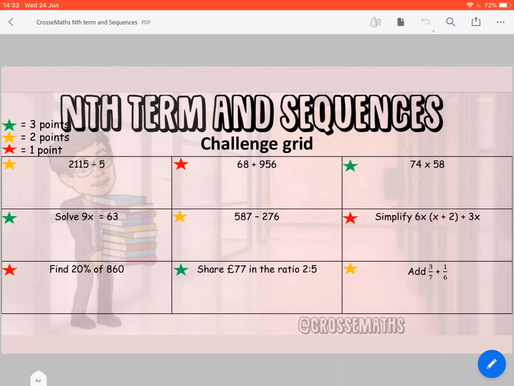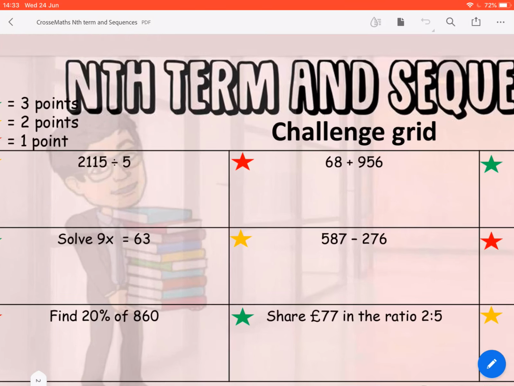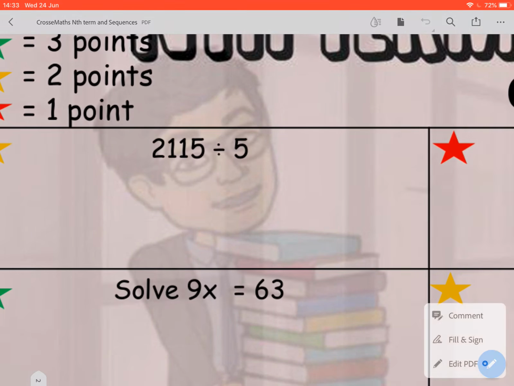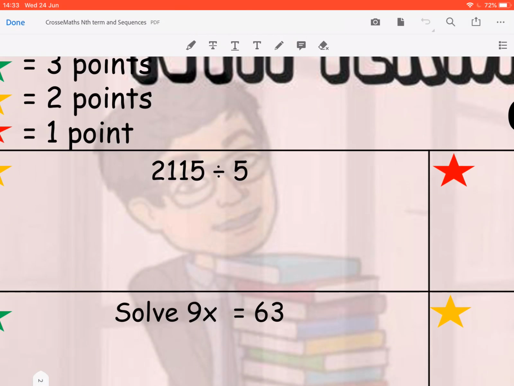Okay, what I'd like you to do is have a go at the challenge grid in front of you. Pause the video, have a go, and let me know how you do. Right guys, you should be finished by now. I'm going to go through each one of these. You don't need a calculator this afternoon. These are quite straightforward questions. Okay, we should be able to smash through these quite quickly.